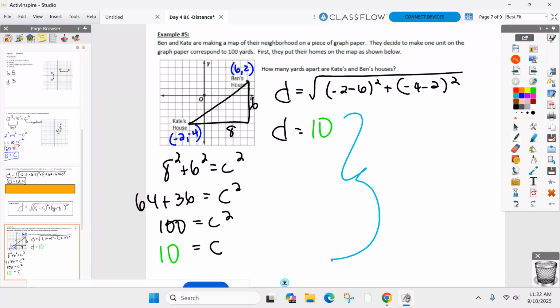Should be getting 10 no matter how you did it. I showed Pythag over here, distance to the right. All right, so no matter how you did it, hopefully you're getting 10, but that is only the number of units away the houses are. We're looking for the number of yards, right? Number of yards. So we take the 10, and every unit is 100 yards, so we want to take 10, multiply that bad boy by 100, so they should be 1,000 yards apart.